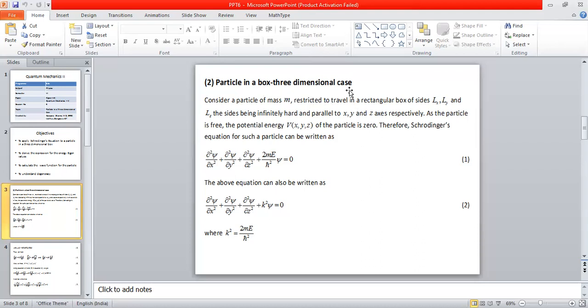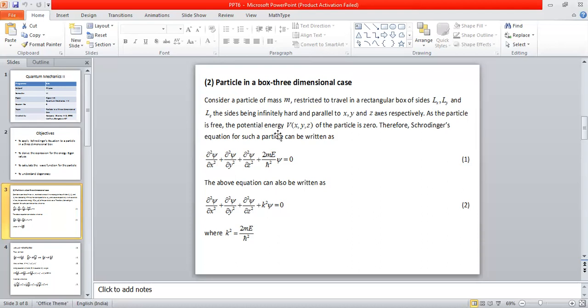So we have a particle which is trapped in a three-dimensional box. It cannot escape outside the box. It is because in order to escape, it has to have an infinite amount of potential energy, and that is not possible. Therefore, the particle is restricted within the box of three dimensions, where the box sides are Lx along the x-axis, Ly along the y-axis, and Lz along the z-axis.